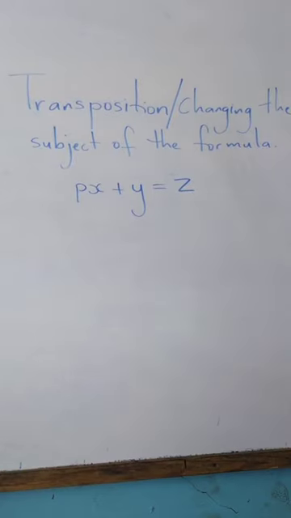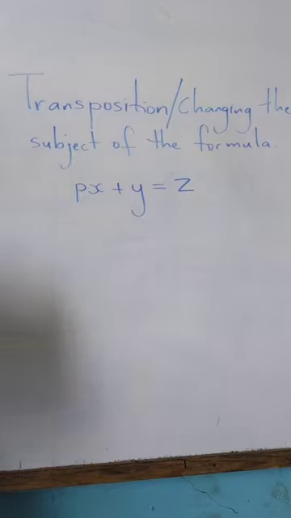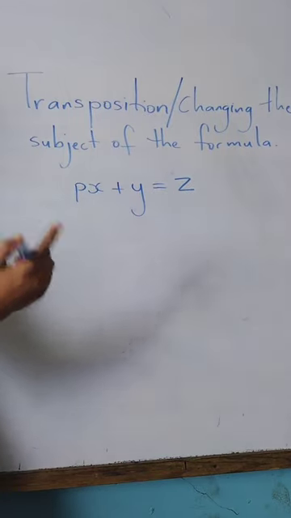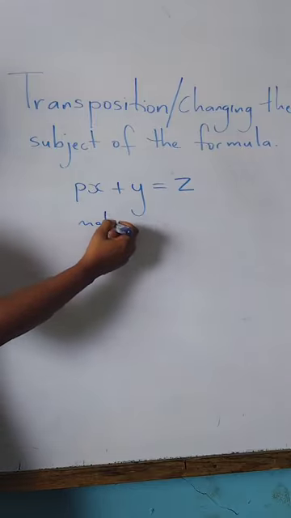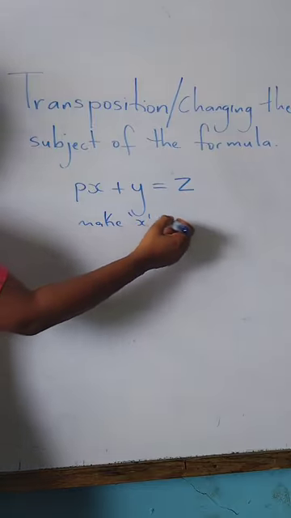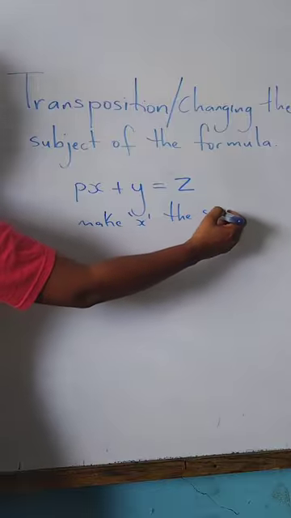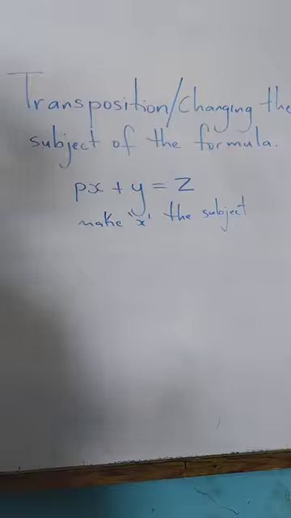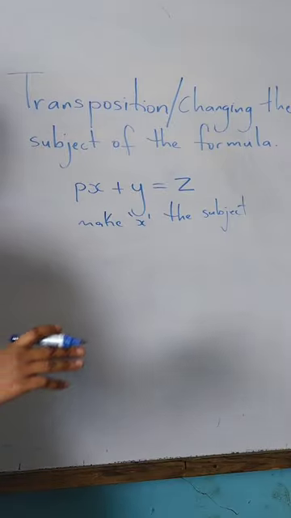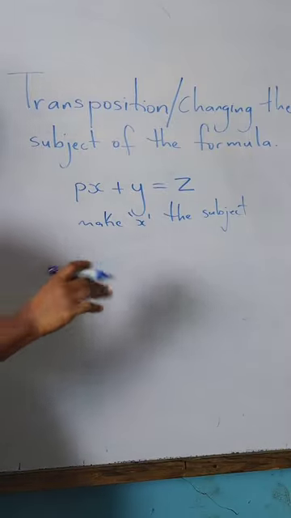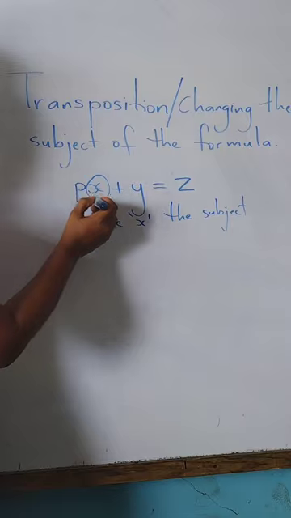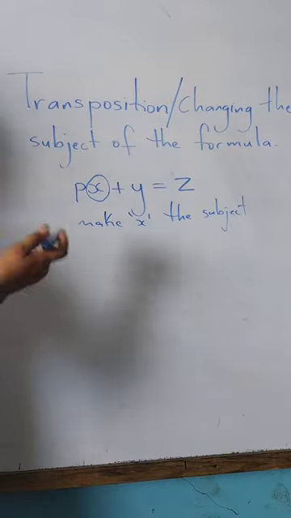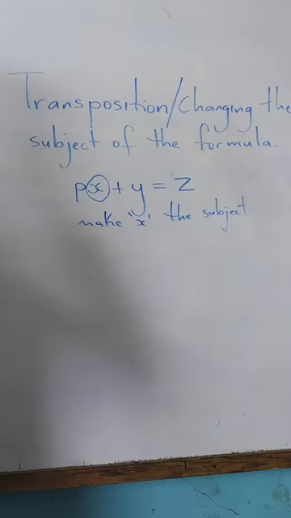Alright, so let's look at what if I gave you the equation px plus y is equal to z, and I say make x the subject. Now, I can take the approach of first identifying what I want to be the subject. I'm going to highlight it. I want to make x the subject. I'm going to advise you to take that same approach: highlight what you want to be the subject of that statement.